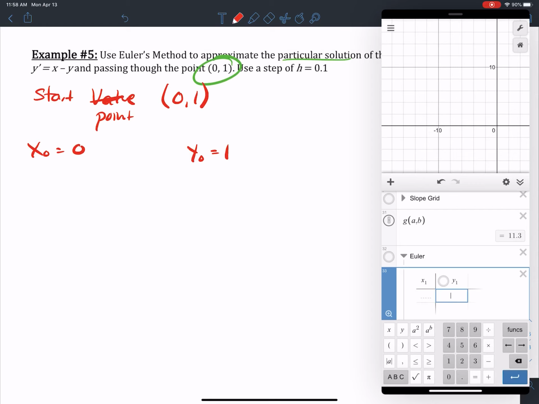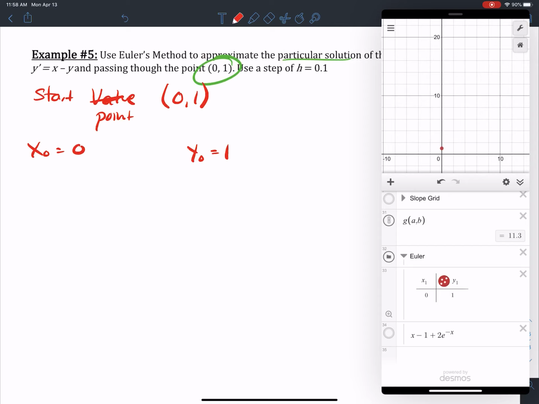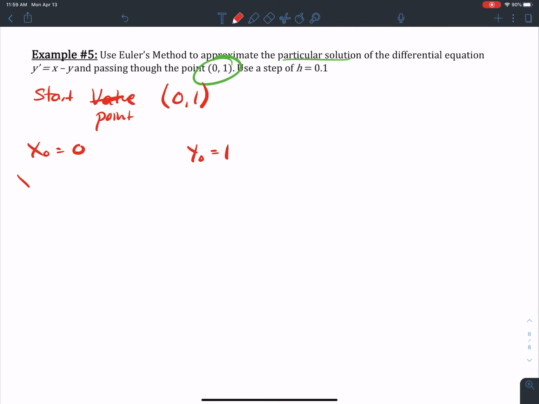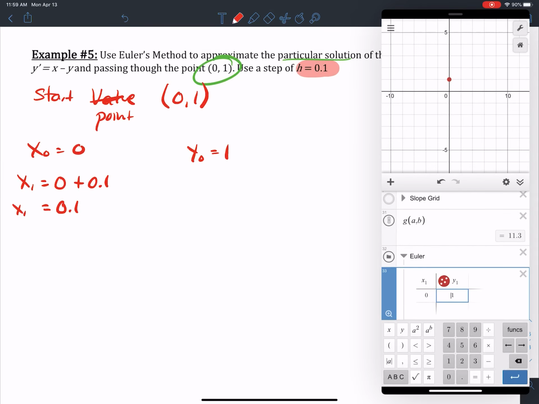So the first point that we have is 0, 1. And then that'll show up and we'll resize that later. So the next point, x1, that's easy because h is defined for us. H is just 0.1, so a tenth. So what we're going to do is start at the old x value and add that little change in x. So we can see here that our new x value is 0.1. So I'll add that to our table.